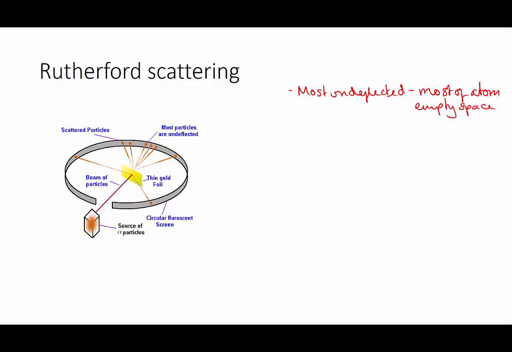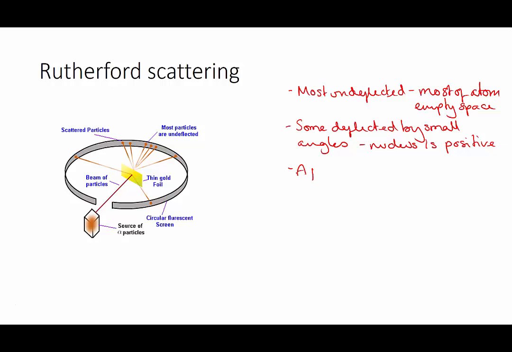Why? Because most of the alpha particles fired at the gold foil were undeflected, suggesting that most of the atom was actually empty space. Some were deflected by small angles, which suggested that the centre of the atom was positive, and a tiny number were deflected by very large angles, which tells us that not only was it positively charged, but the nucleus has a very dense core. So there's a dense nucleus surrounded by empty space.